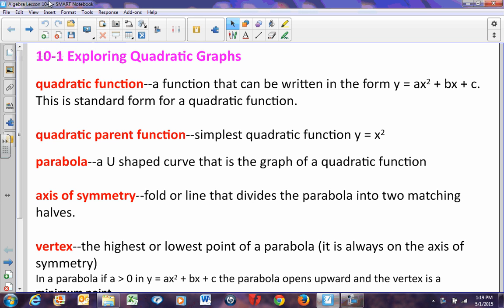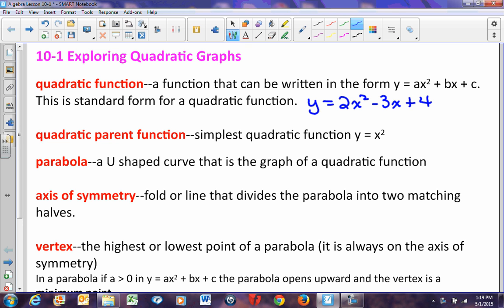This is Algebra Lesson 10-1, Exploring Quadratic Graphs. A quadratic function is a function that can be written in the form y equals ax squared plus bx plus c. This is the standard form for any quadratic function. For example, we might have something like y equals 2x squared minus 3x plus 4. That would be the standard form of a quadratic function.